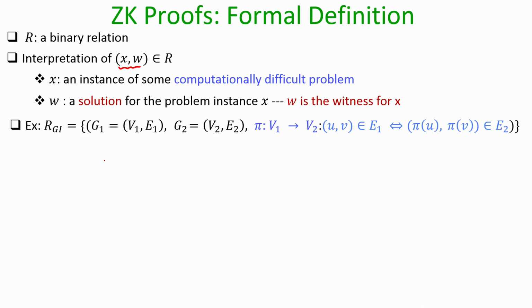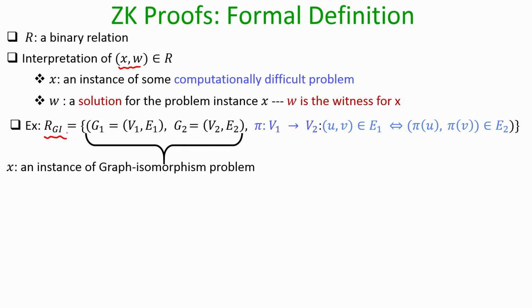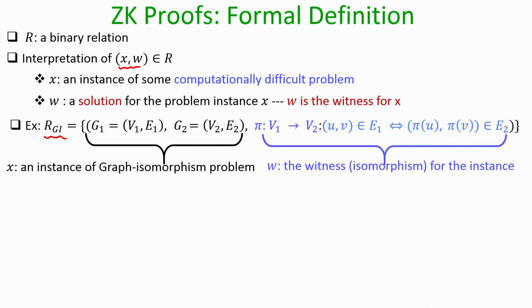To understand this relation R, let us consider the graph isomorphism relation. An x comma w pair in the graph isomorphism relation R_GI will look like this, and the interpretation of elements present in this relation is as follows. The first part is the description of the two graphs, namely the problem instance. That means someone wants to prove that these two graphs are isomorphic, and the corresponding witness is nothing but the isomorphism, the bijection from the vertex set of the first graph to the vertex set of the second graph.